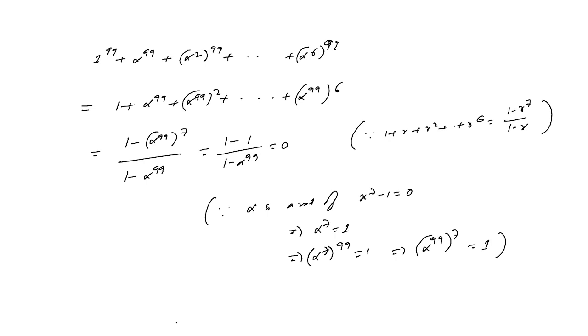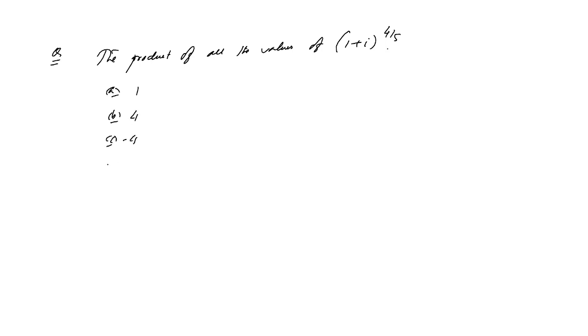Now we'll move to another important question. The question is basically to find the product of all the values of (1 plus i) whole to the power 4 by 5. How will you solve? There may be options: A is 1, B is 4, C is minus 4, or D is 8i, like that. So what should be the product?